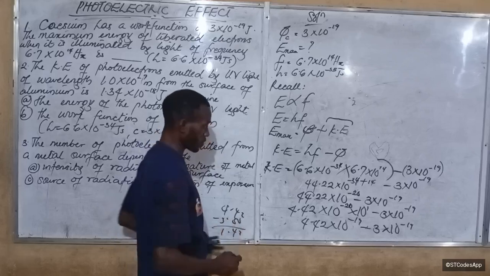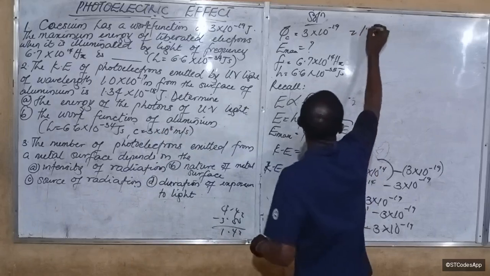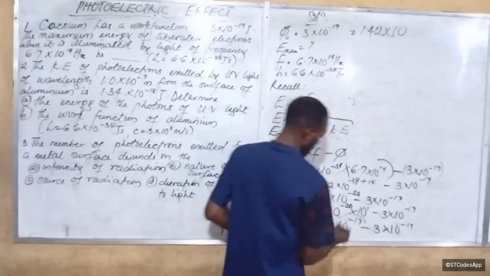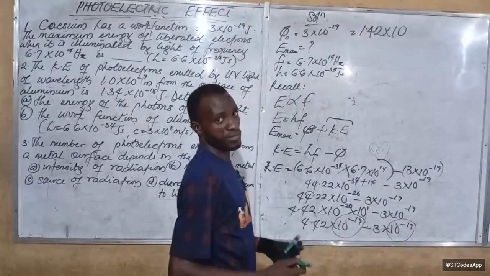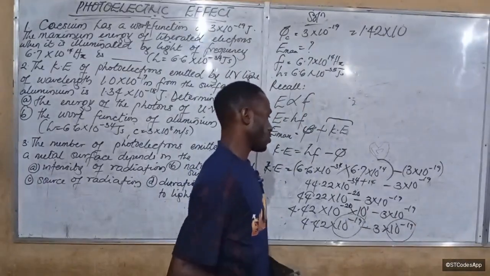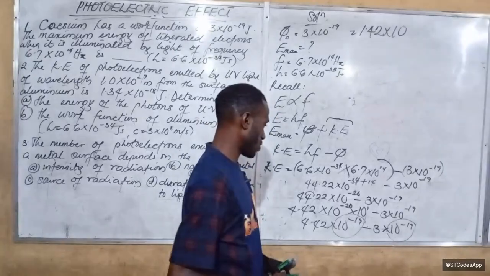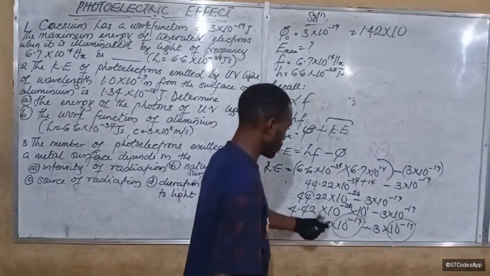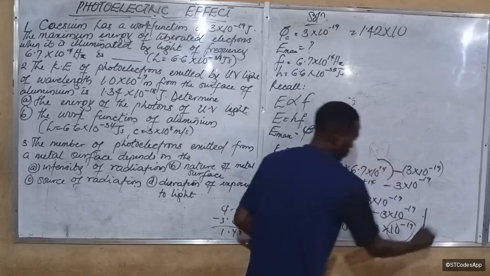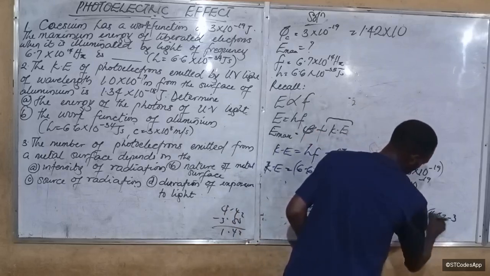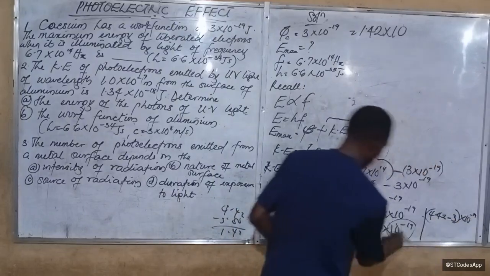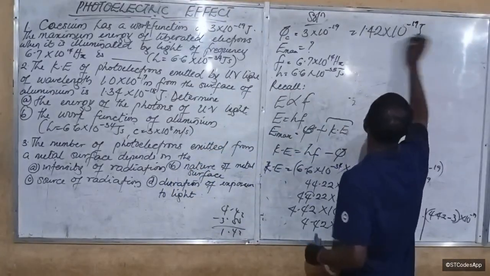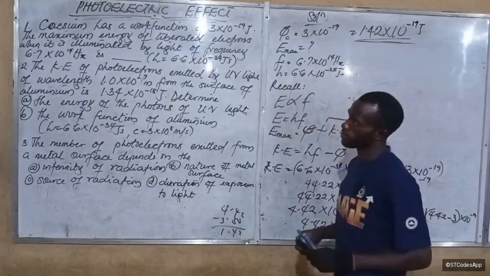So we have 1.42. So the answer is going to be equal to 1.42 times 10 to the power. The reason why I subtracted them directly is because they have the same factor, they are like terms. We factorize that out, and it becomes 4.42 minus 3, all times 10 to the power minus 19, which is common to both of them. So we are going to have 1.42 times 10 to the power minus 19 joules. So that's going to be the answer to that.